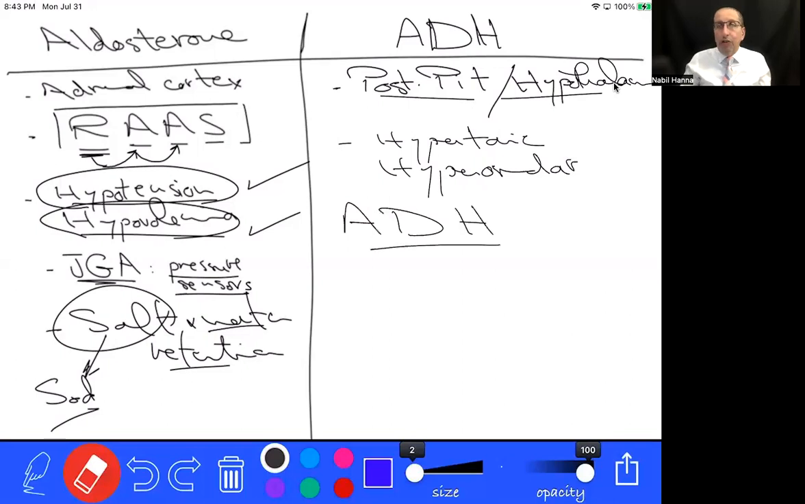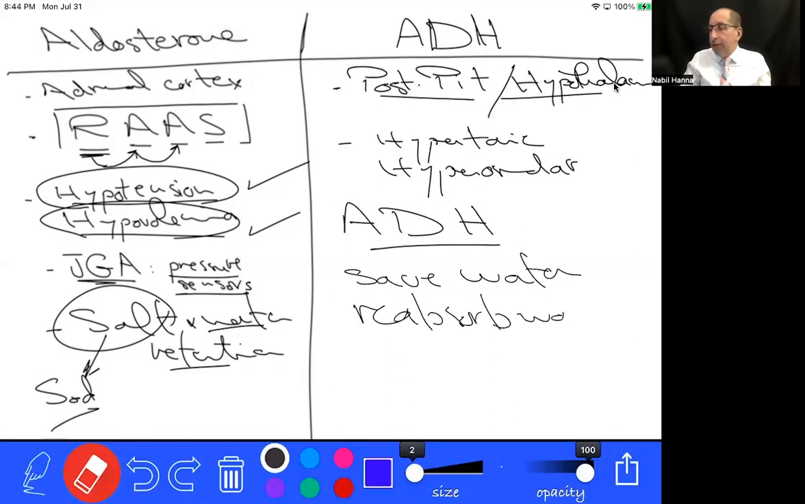And anti-diuretic hormone also works on the kidney tubules, and it's going to give an order to the kidney tubule: save water, reabsorb water, take water back to the blood, in order to dilute this hypertonic, hyperosmolar extracellular fluid. Take water back. So ADH has nothing to do with sodium. ADH has nothing to do with your volume.